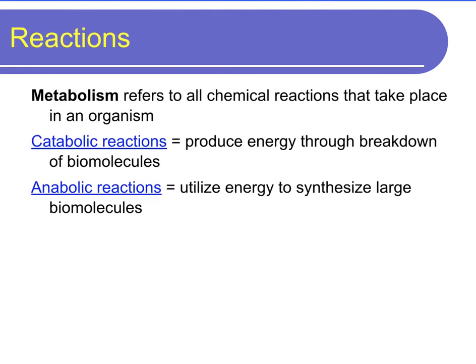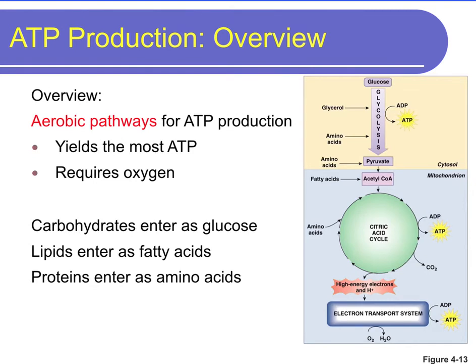So let's take a look at different reactions in our body. We have catabolic and anabolic. Catabolic reactions produce energy through breakdown of biomolecules. So you're going to take something big and break it down. Anabolic reactions utilize energy to synthesize and create larger biomolecules. So anabolic is the opposite. It takes little things and creates something big. We're going to then move on to the examples of ATP production and protein synthesis.